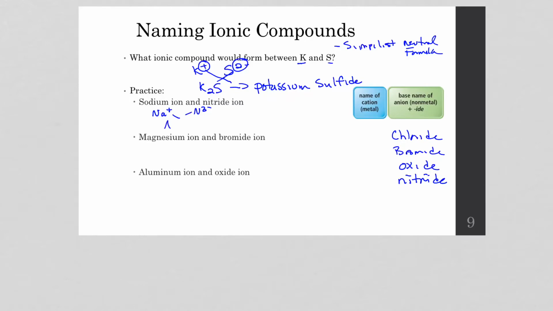we end up with 3 sodiums and 1 nitrogen, where we have 3 positive ones to give me a positive 3 to balance out my negative 3. And so we have a formula of Na3N, and this name becomes sodium nitride.